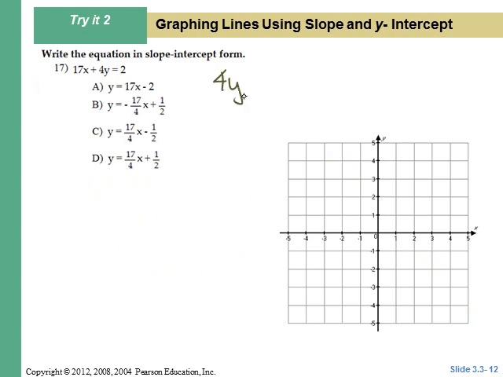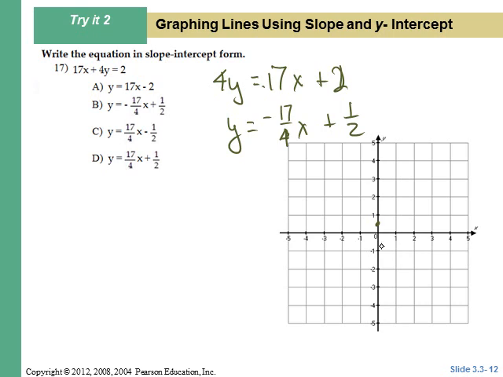Okay, so 4y equals negative 17x plus 2. Y equals negative 17 fourths x plus 1/2. 2/4 is 1/2. So we're going to start up at 1/2, and from there go down 17, forward 4. How about if we go down 17 fourths and forward 1?